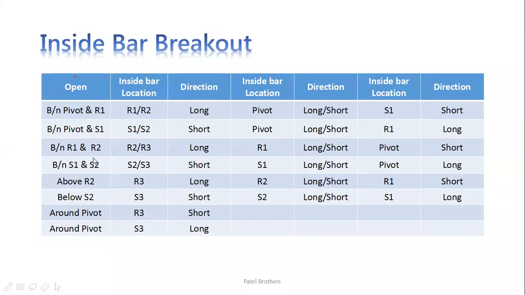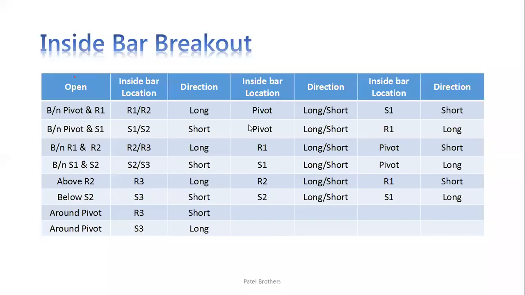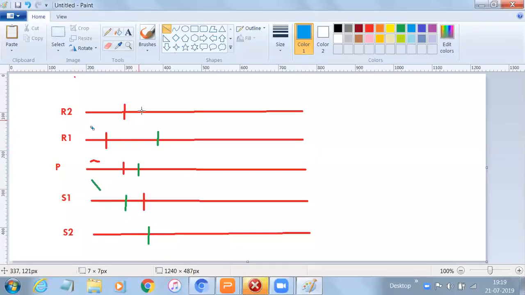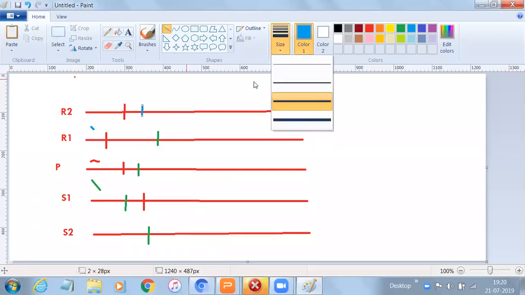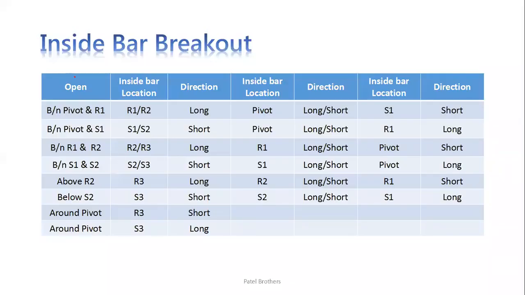Then another is R1 and R2. If the opening is between R1 and R2, suppose opening is here, and it is forming an inside bar at R2 or R3. In this case, you can trade even R3 if it is opening above R1. So let me draw. This is R3. If it is forming an inside bar at R3, then also we'll be going long, only if it is opening between R1 and R2. Then only we'll be going long above R3.